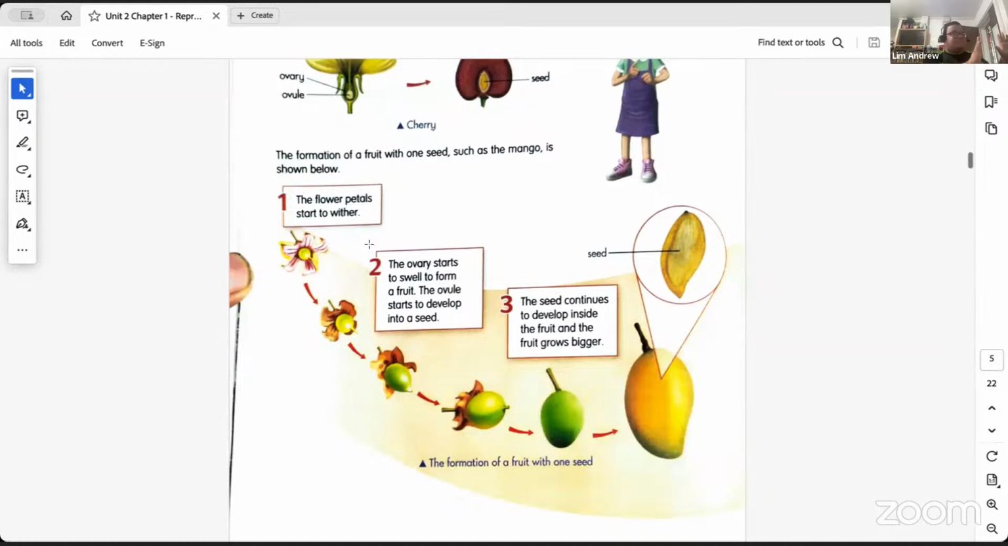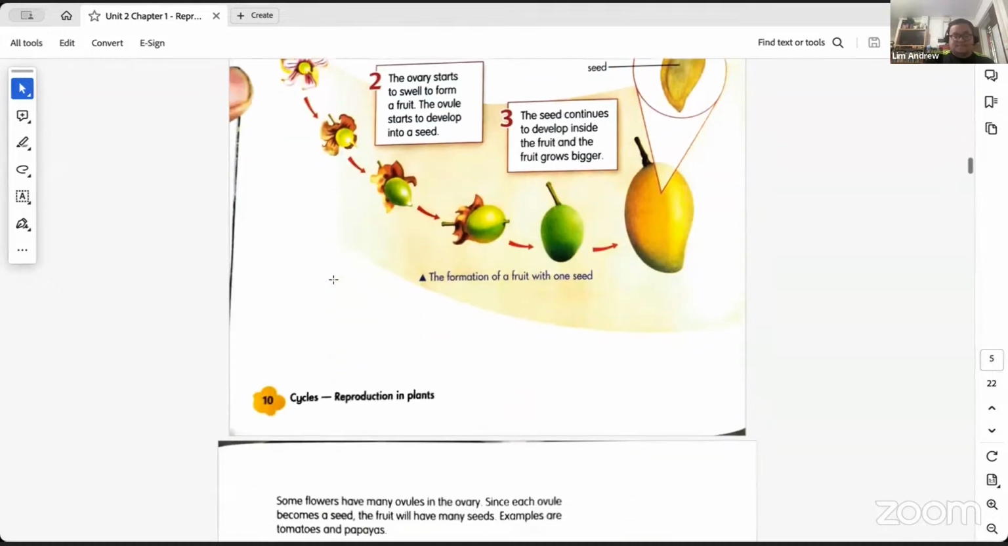So after it is fertilized, the male and female cells fuse to form a seed. The flower petals begin to drop off. As everything starts to drop off, just the ovary is left. The ovary will start to swell to form a fruit. The ovules will start to develop into seeds. As time goes by, the seeds continue to develop inside the fruit, and the fruit gets bigger. After some time, the fruit will ripen and be ready to be eaten or to drop off to form a new plant.